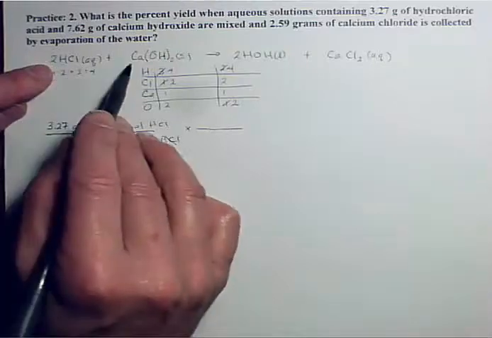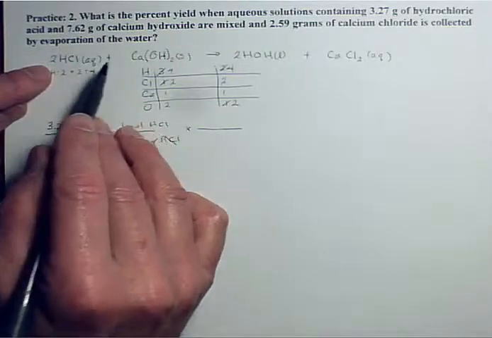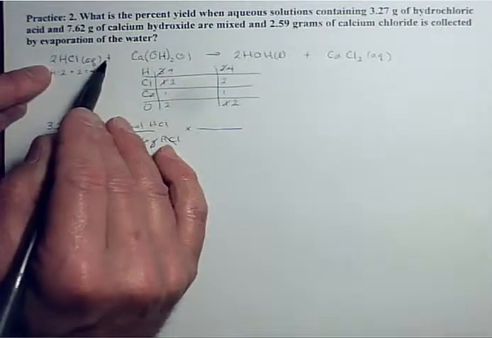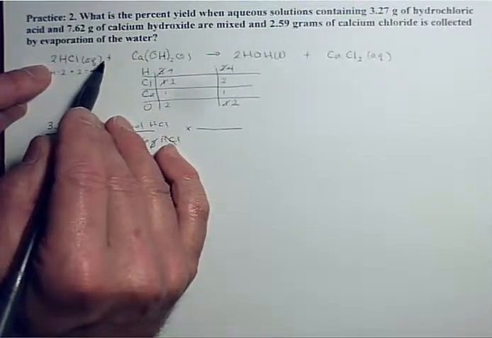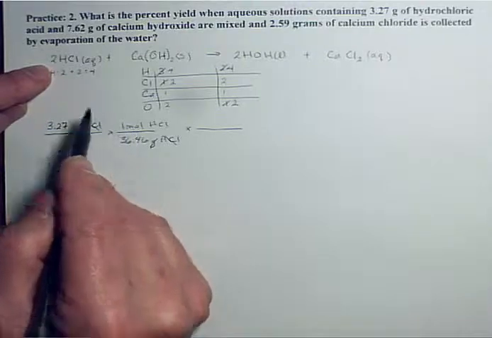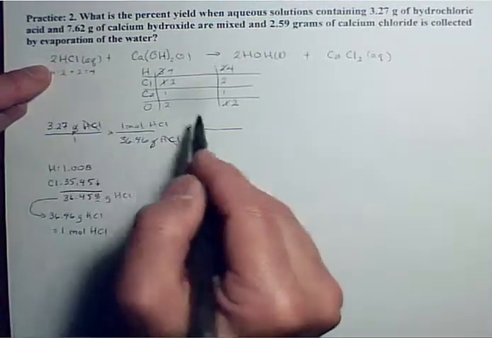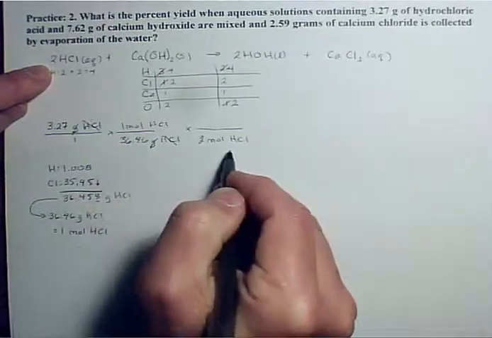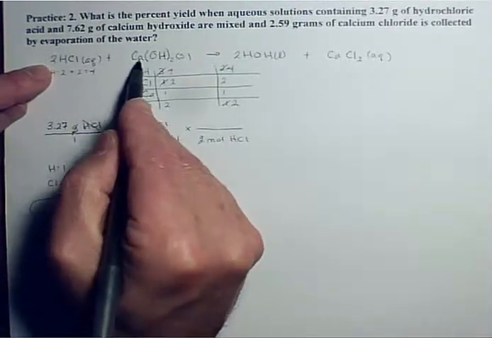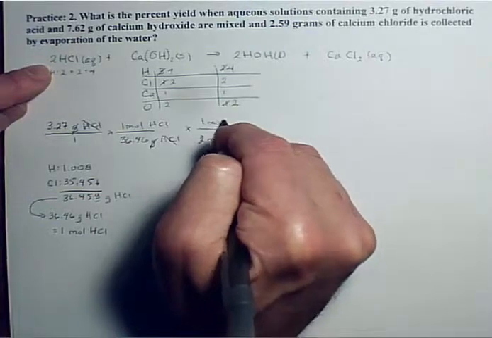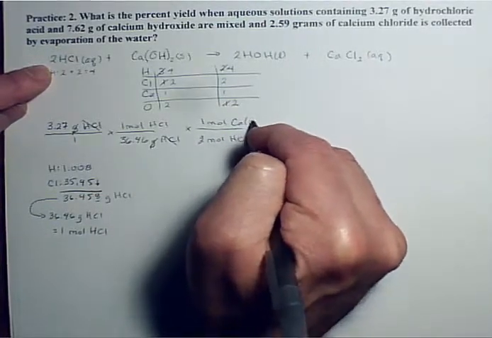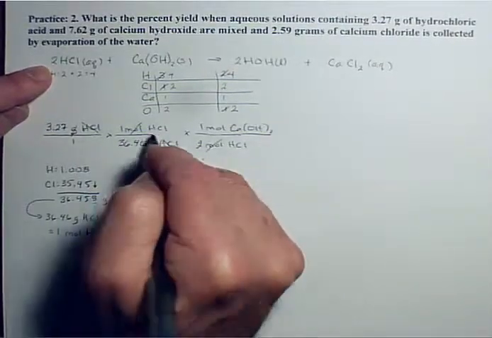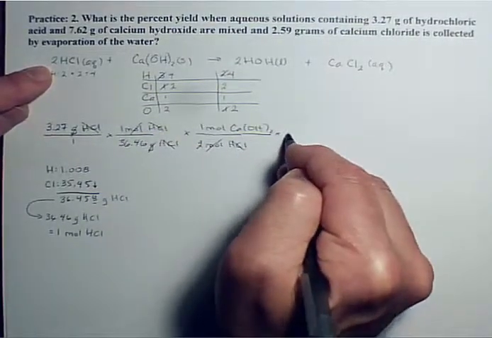So I'm going to look at the coefficients in front of these two species, and those can be individual formula units or those can represent moles. In this case we want to represent moles because we want to cancel moles. So here I've got 2 moles of HCl. That's going to go on the bottom because I want to be able to cancel that. And the 1 mole of this is going to go on the top. Alright, so moles are going to cancel and HCl is going to cancel.